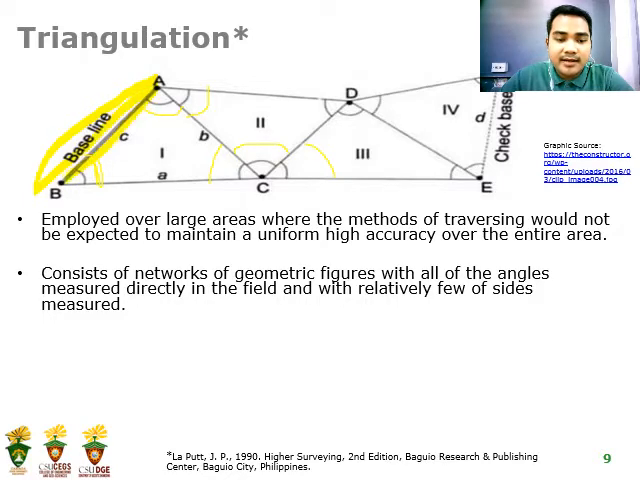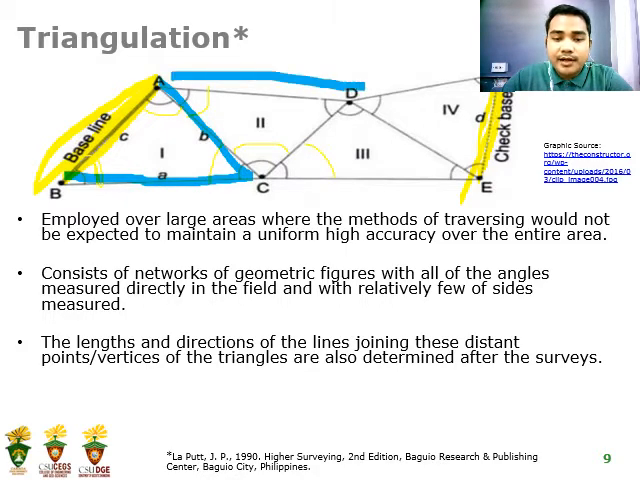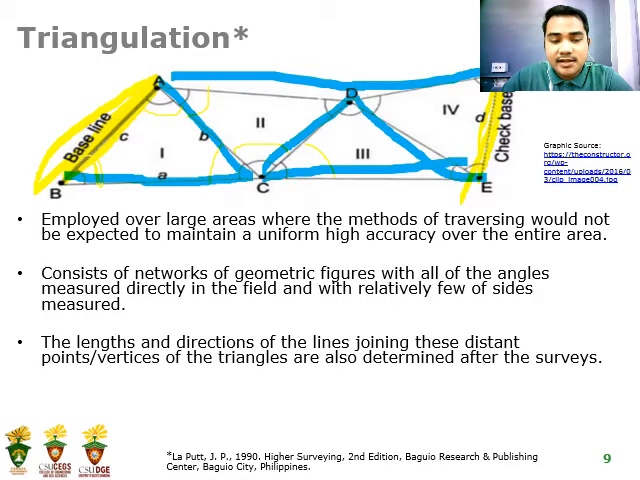So the baseline is a measured distance, and another one is the check base, to check the accuracy of the triangulation. The next is the lengths and directions of the lines joining these distant points. The vertices of the angles are also determined after the surveys. This means the other lengths are determined during or after the computations. We only have one known distance, and the other known distance is the check base for checking purposes.